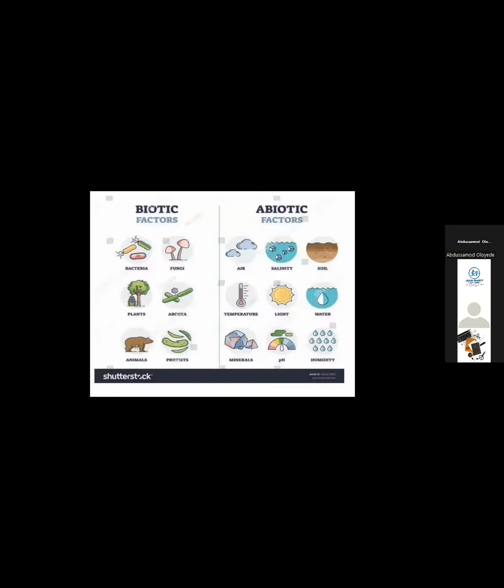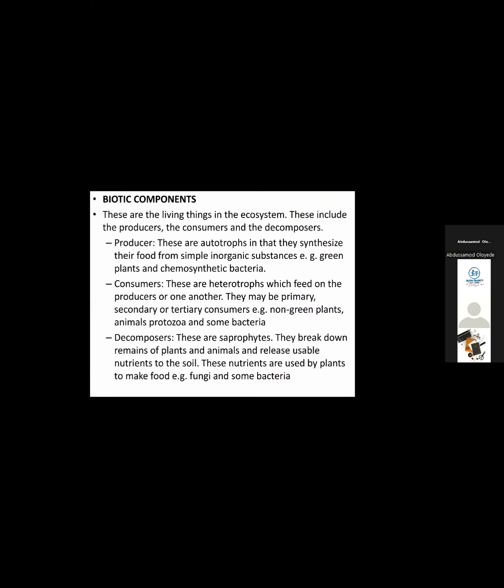Now, biotic components. You can see the image here describing biotic and abiotic. The biotic components are those living things in an ecosystem. When we talk of the biotic components, we're talking about the producers, the consumers, and the decomposers.